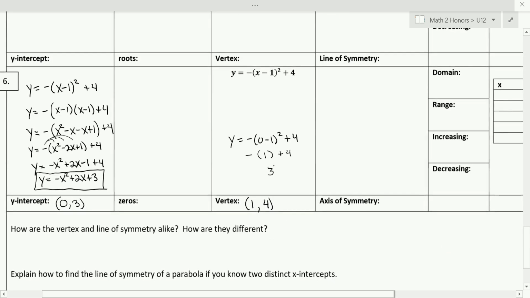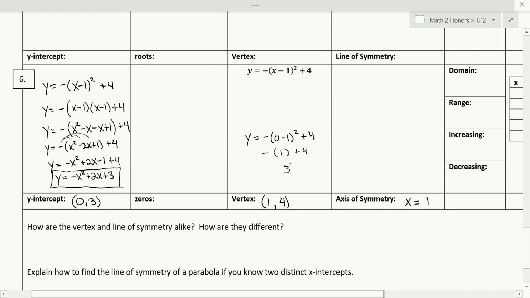Anybody get the axis of symmetry? That's an easy one once you have the vertex. 1 is not an axis of symmetry, it's a number. x equals 1 is what I'm looking for. Good.